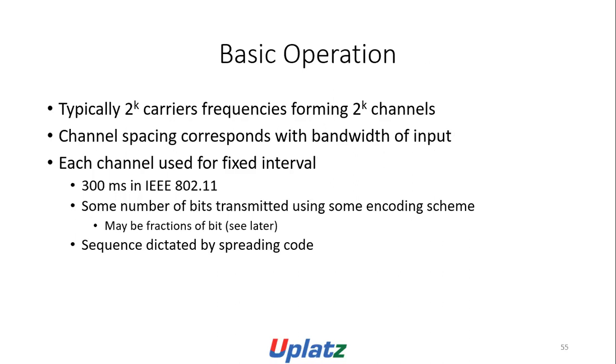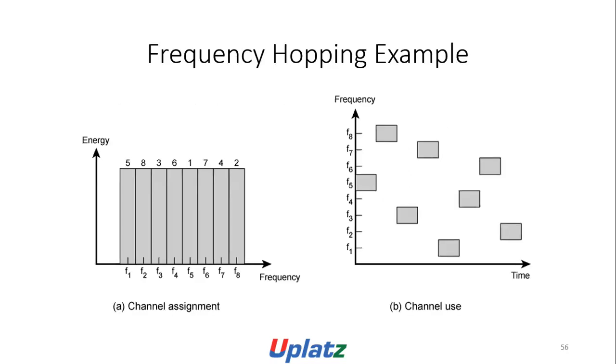In basic operation, typically 2^k carrier frequencies form 2^k channels. Channel spacing corresponds with the bandwidth of the input. Each channel is used for a fixed interval, 300 milliseconds in IEEE 802.11. Some number of bits are transmitted using some encoding scheme, which may be a fraction of a bit. The sequence is dictated by the spreading code.